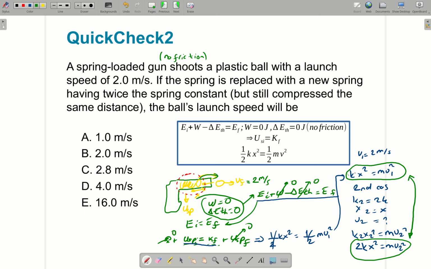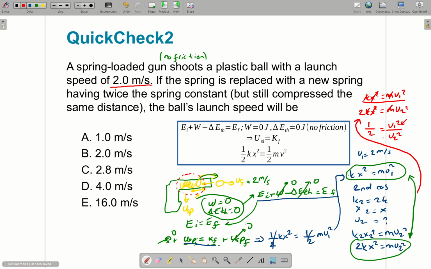Once we do that, let me do it on this corner here. Once we do that, we will have this. Kx squared is equal to mv1 squared divided by 2 times kx squared is equal to mv2 squared. Cancel what cancels. I will have 1 over 2 is equal to V1 squared over V2 squared. I know V1 is 2 meters per second. I'm going to put that in here. Solve for V2.